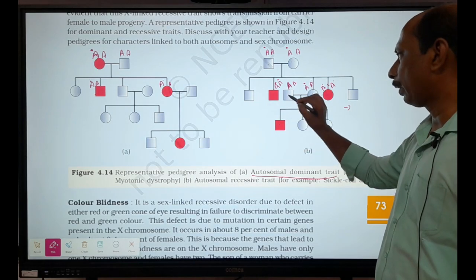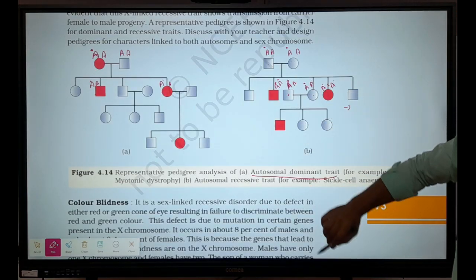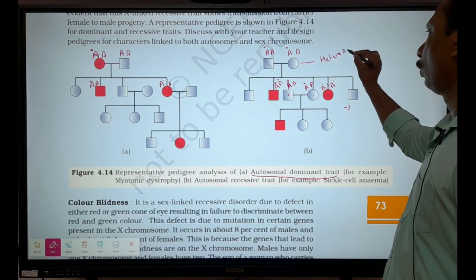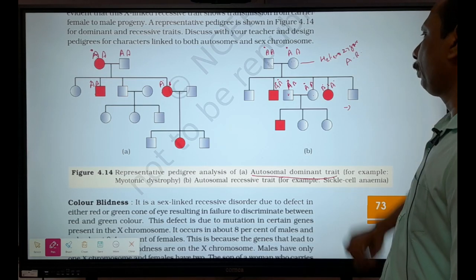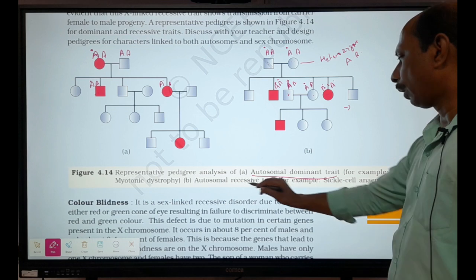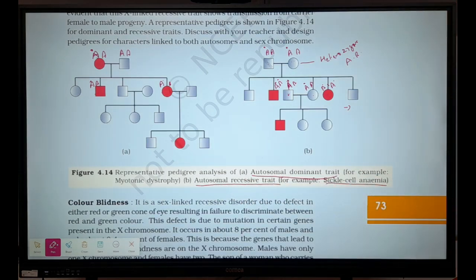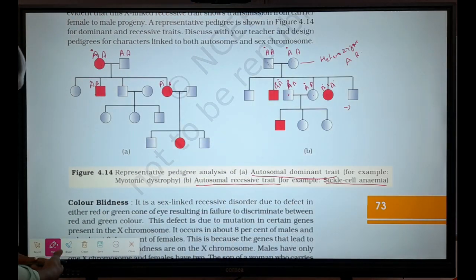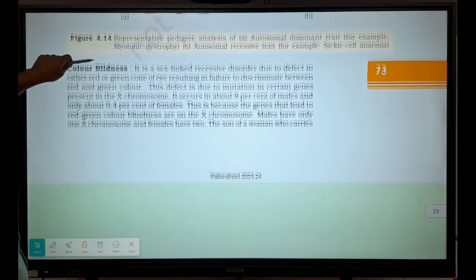If it is affected, what does it mean? It is normal, meaning it may be heterozygous. And here we understand these parents are heterozygous for the autosomal recessive trait. We understand this one is an autosomal recessive trait, for example, sickle cell anemia. So through this, you understand which one is autosomal recessive and autosomal disorders.